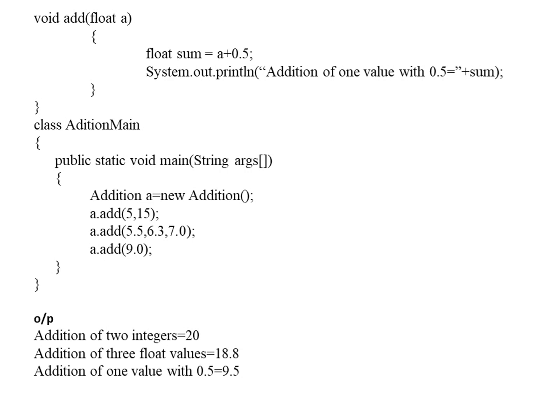What about add of 5.5, 6.3, 7.0? It is going to call the method which has three parameters, where all the parameters are float type. Now if you see the result, addition of two integers 5 plus 15 is 20. Addition of three float values 5.5, 6.3, 7.0 gives 18.8, and addition of one value with 0.5, that is 9 plus 0.5, gives 9.5.